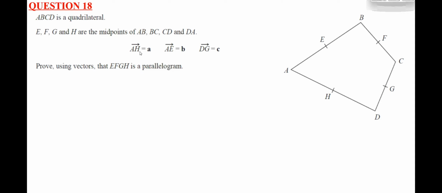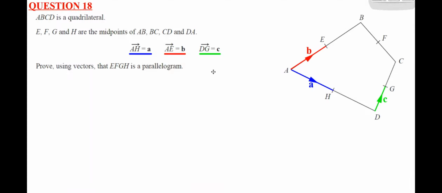So the direction vector going from A to H, we're going to call that vector A. So from there to there is vector A. From A to E is vector B. From D to G, this one here is vector C. So if I just color code these right now, I'm going to use blue for AH, red for AE, and green for DG. Just put these on like so.